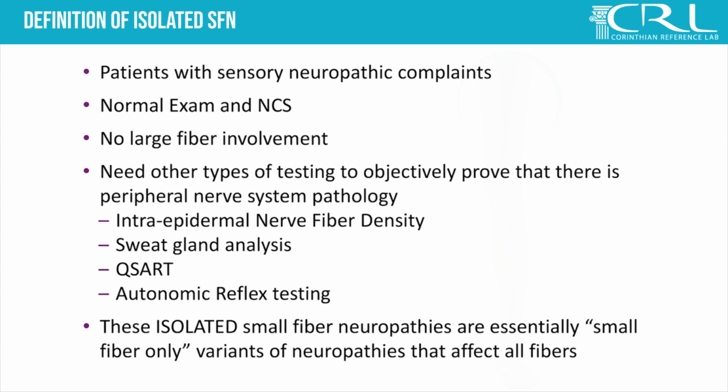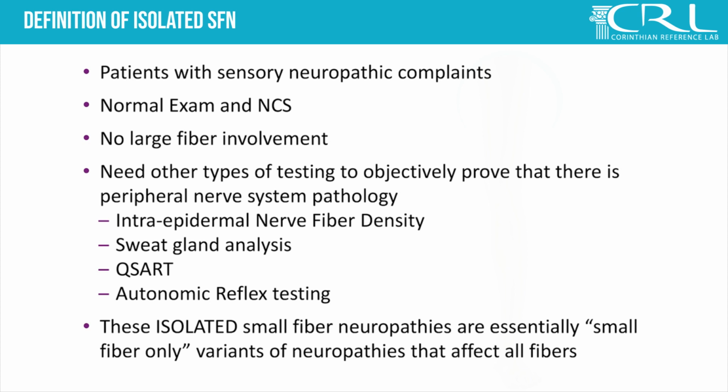So it's important to start by understanding what we mean when we say a patient has an isolated small fiber neuropathy. We're talking about patients that have normal neurologic exams, normal nerve conduction studies, but who have a predominance of sensory complaints that suggest that something is wrong with their small fibers. Because there's no objective evidence in our exams or our nerve conduction studies, we need some ancillary type of test to prove that there's damage to their small nerve fibers.